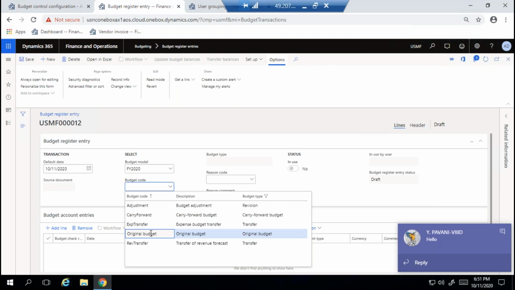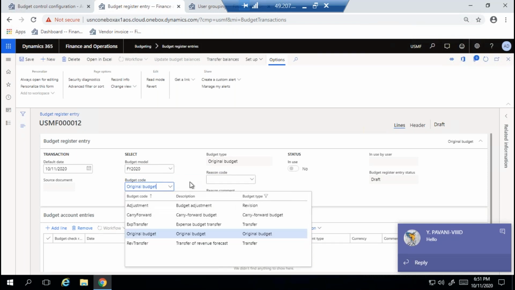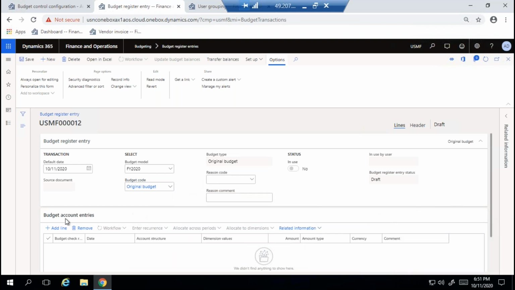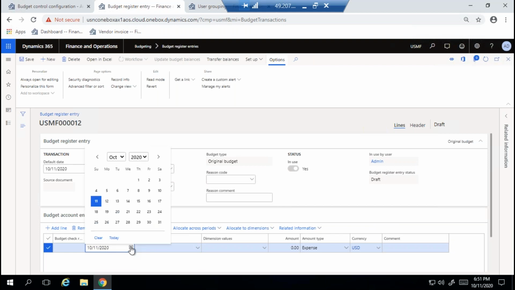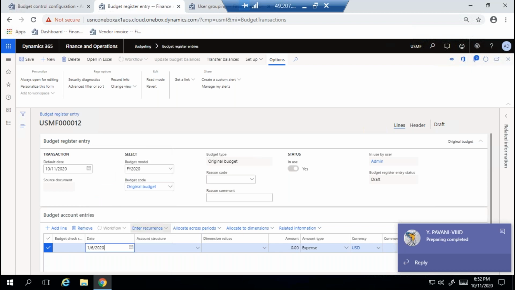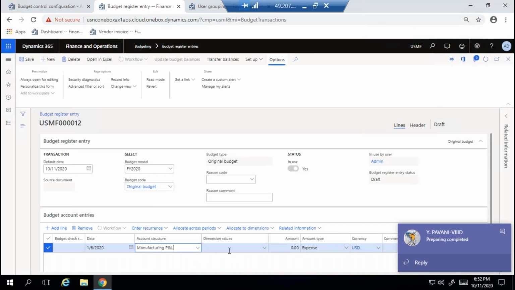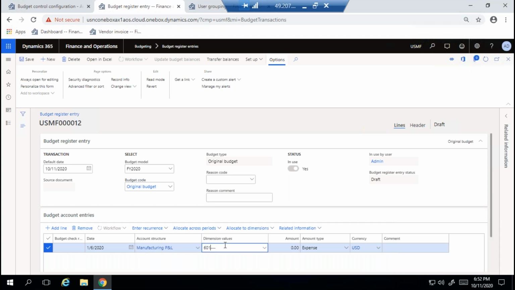Budget code, original budget. I will explain these codes a lot. We need to discuss a lot about this. Now click on add. I'm doing this for the entire year. So I will enter, like, in the month of January. Usually we enter in the first week of January. I need to select the main account, P&L, and I'm entering 601-200. I'm entering, suppose, 500.